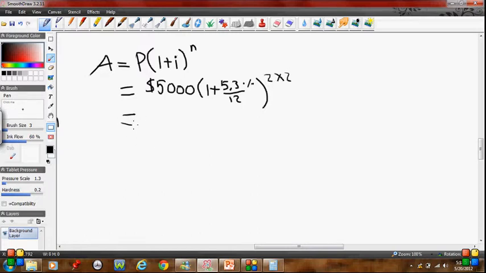So let's simplify that formula. Equals $5,000 brackets 1 plus 0.053, change it to decimals, over 12, to the power of 24. So let's just input that into our calculator. Bring that up.